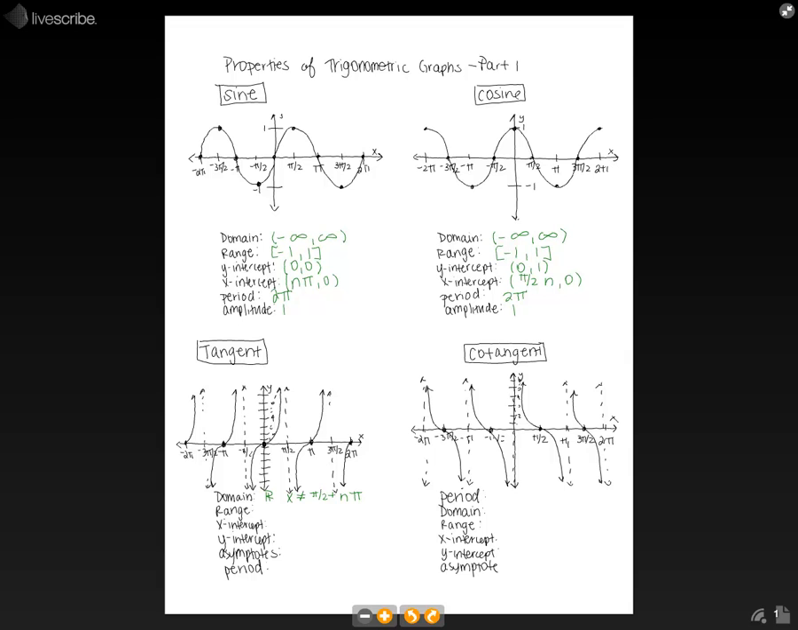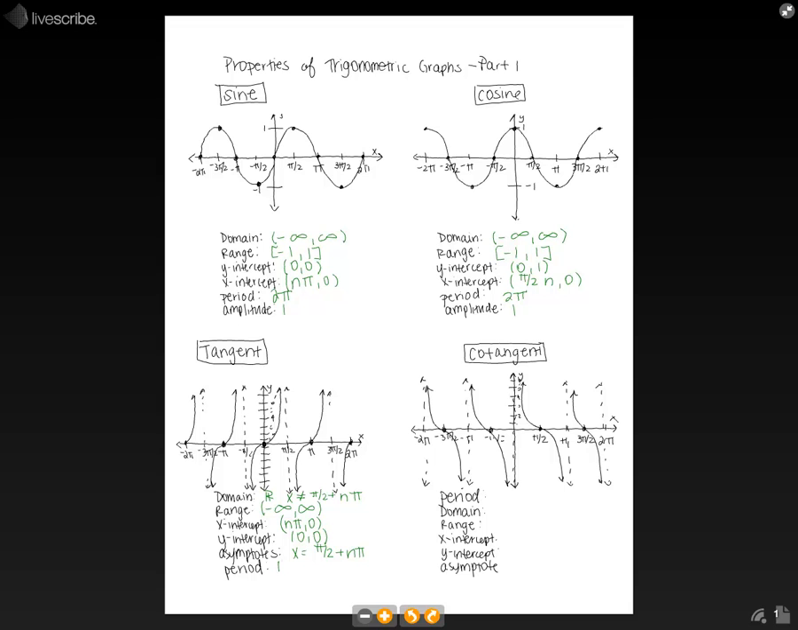The range is negative infinity to infinity because there's no values of y that we can't have. The x-intercept is n pi, comma 0, because it crosses the x-axis at multiples of pi. The y-intercept is 0, 0. There's asymptotes at x equals pi over 2 plus n times pi. And you can see that's the restriction we put on our domain because there's no x values there.